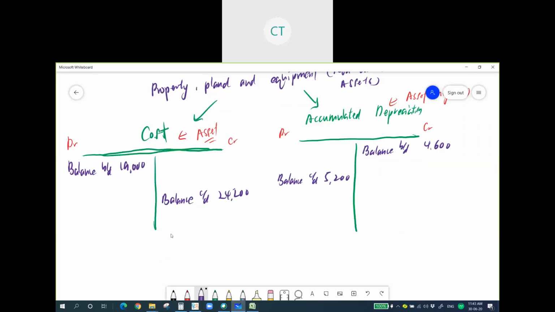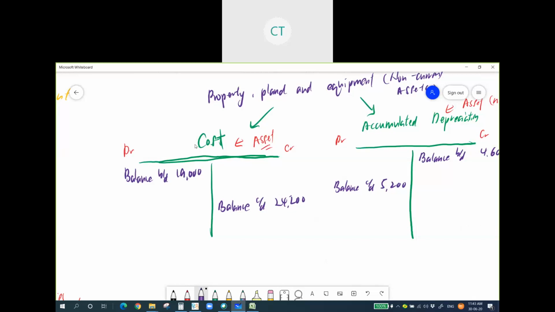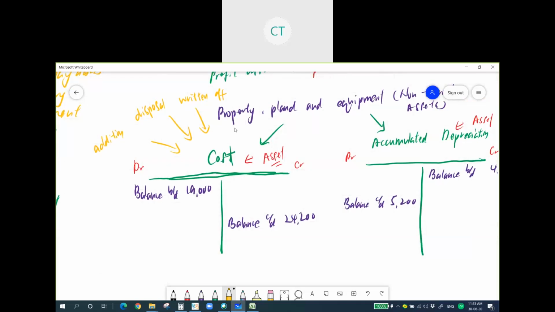So let me show you what are the possible entries in your cost. The possible entries in your cost will be addition, which is the purchase, and you may have disposal, and also you may have written off. So in this question, it says that there is no disposal, and we also assume that there is no written off. So the only information that you have in your cost account is what? Addition.